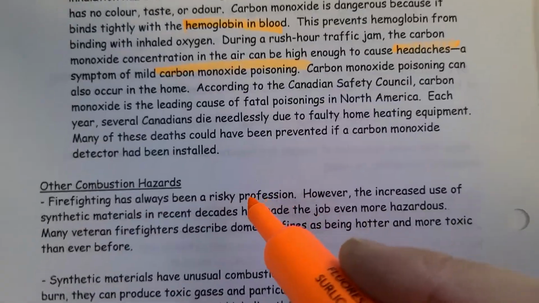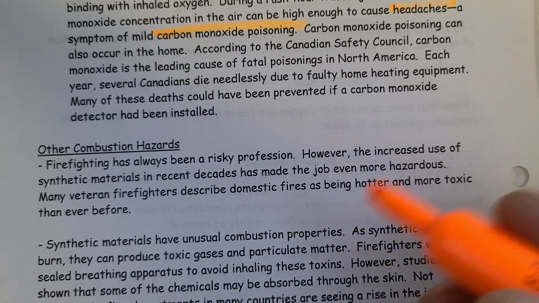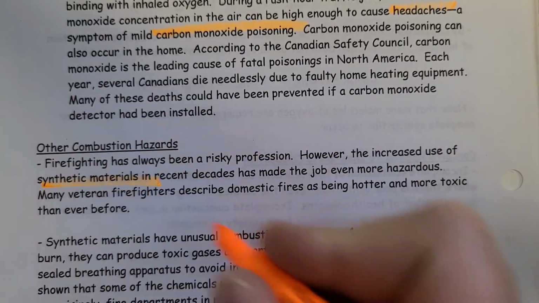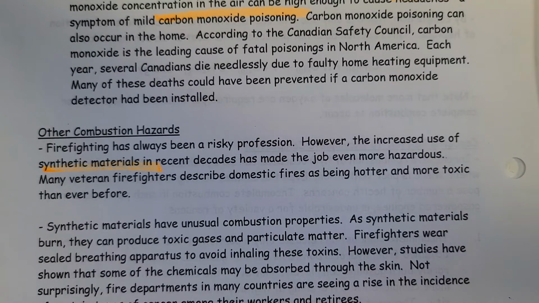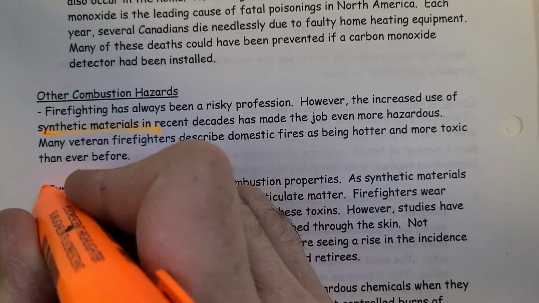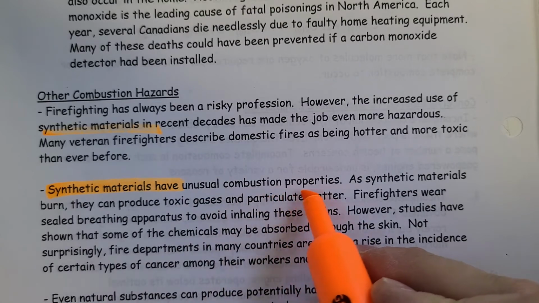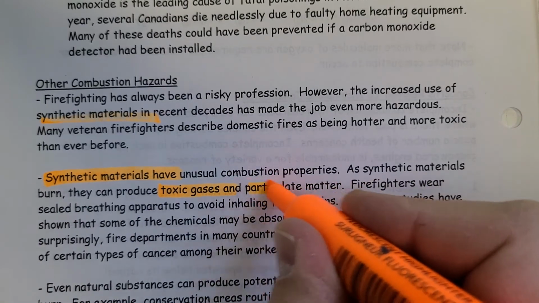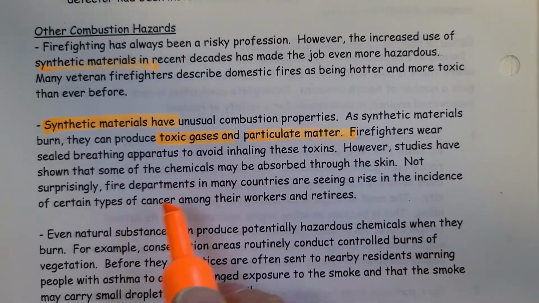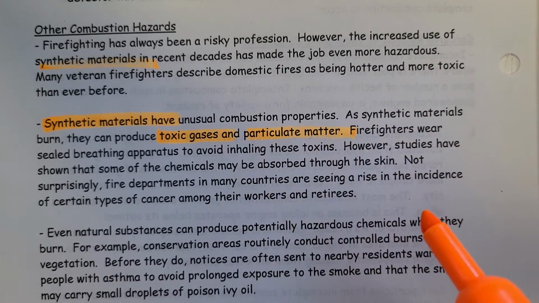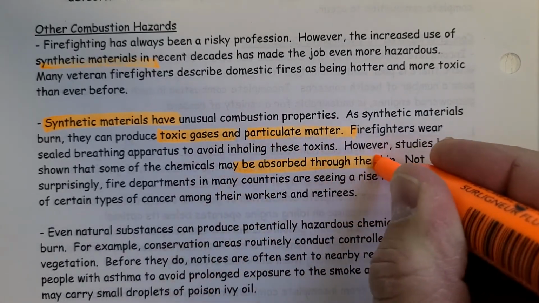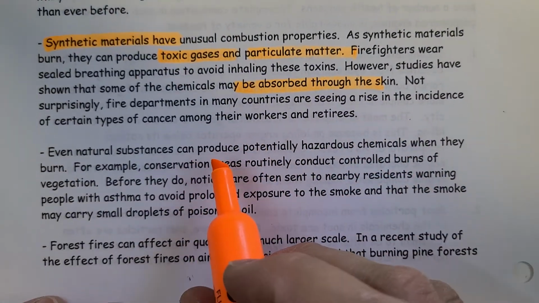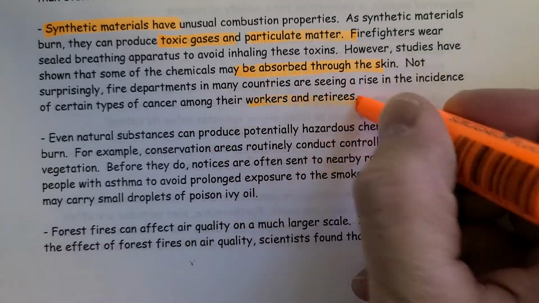Other combustion hazards. If you look at firefighters, for example, going into a house that's burning, there are a lot of synthetic materials that we have now that could catch on fire, and that makes the job hazardous. Synthetic materials have unusual combustion properties. They produce toxic gases and particulate matter. Firefighters wear sealed breathing apparatus to avoid inhaling, however, some of these chemicals may be small enough to even be absorbed through the skin. So there's a rise in incidence of certain types of cancers among workers and retirees.